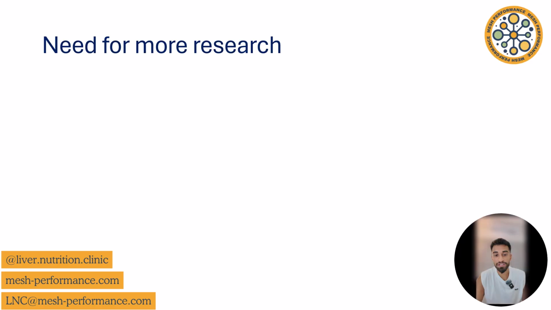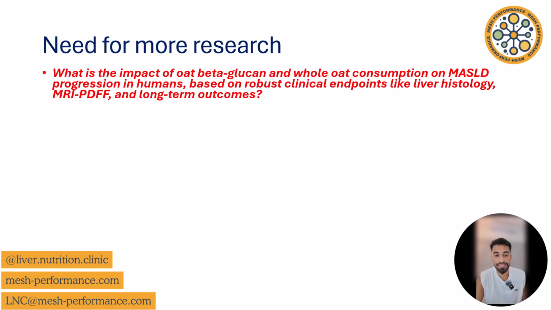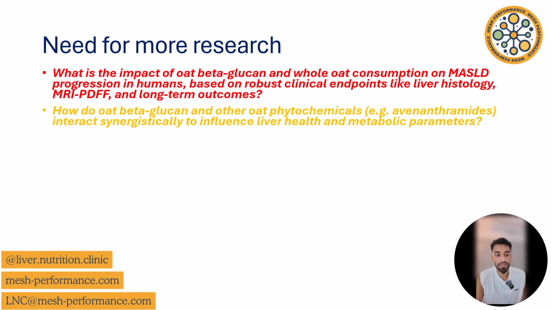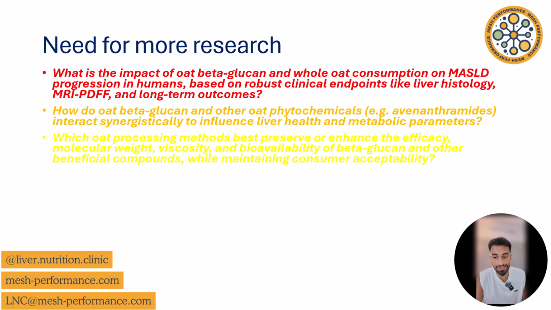Is there need for more research? Yes, there is. We need more human randomized controlled trials in people living with MASLD and have liver fat. And we need to see how much of the oat beta-glucan and whole oats contributed to reduction and reversal of that liver fat. How do oat beta-glucans and other phytochemicals work synergistically, so together on liver health? As I was talking about, what food should I pair it with? Is that going to have the maximal impact?